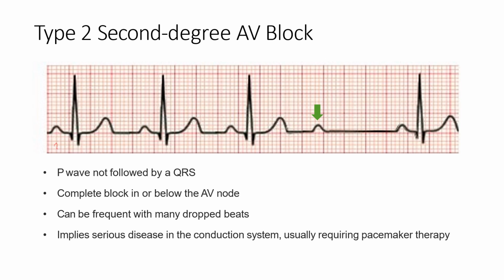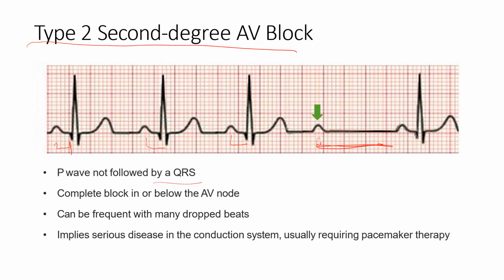So here you can see that the PR interval is constant and then suddenly there is a P wave without a QRS. So this is more dangerous than type 1, and this is a condition where you have to put in a pacemaker. If you are not putting in a pacemaker in type 2 AV block, then the patient will go into complete heart block anyhow.